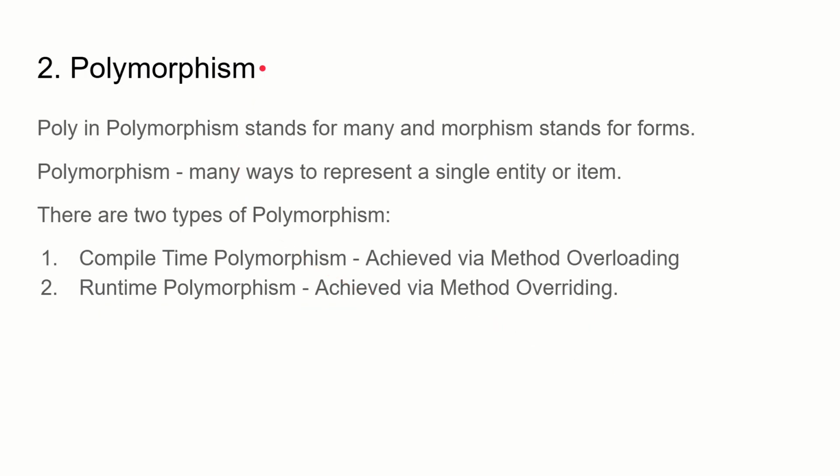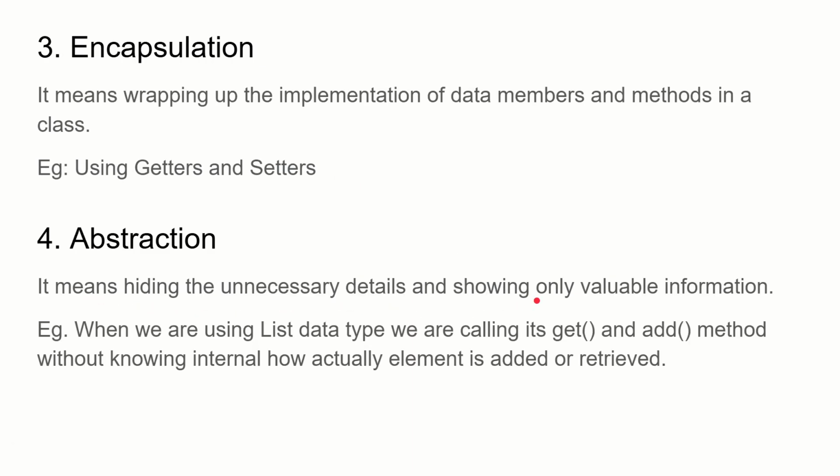The second important pillar of object-oriented programming is polymorphism. The word poly in polymorphism stands for many, and morphism stands for forms. So basically polymorphism means many ways to represent a single entity or item. There are two types of polymorphism: compile time polymorphism, which is achieved via method overloading, and runtime polymorphism, which is achieved via method overriding.